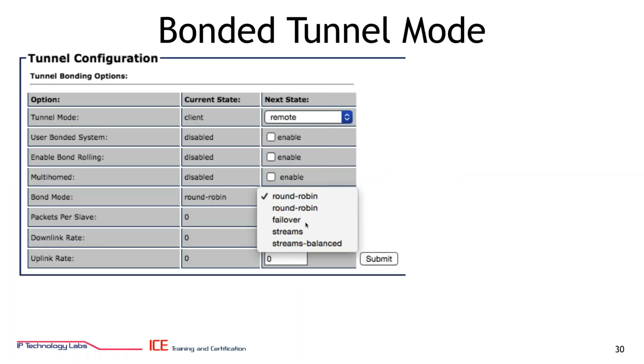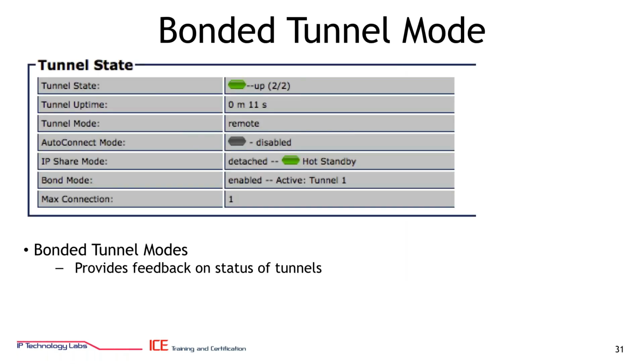We have the ability to set up round robin, streamed, or failover connections. Round robin and streams-based connections are sharing traffic over multiple bonded tunnel connections. Failover will allow you to create a hot standby and pass traffic over one tunnel unless there's a failure.